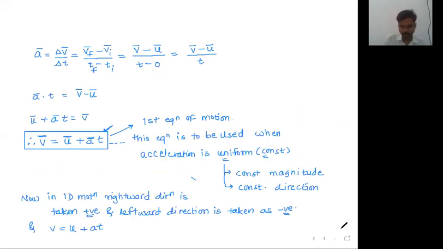Next, now we are going to write one more equation. Let us write it. The second equation of motion, we are going to write it like this. Don't try to derive this right now. Initially we are going to write the equation, and later we are going to derive this also. But for the time being, just write down the equation.